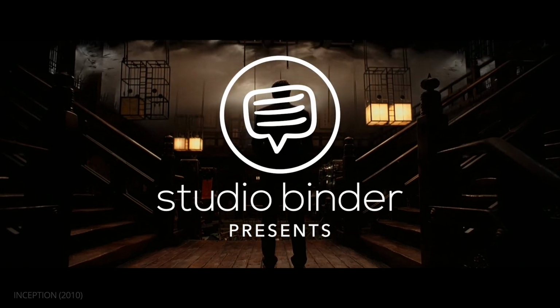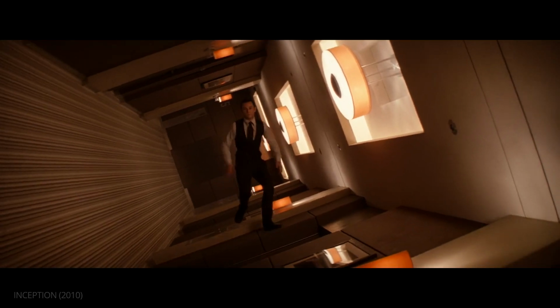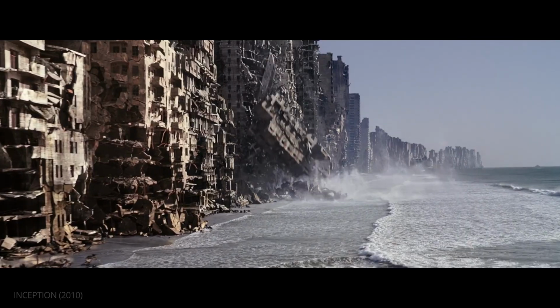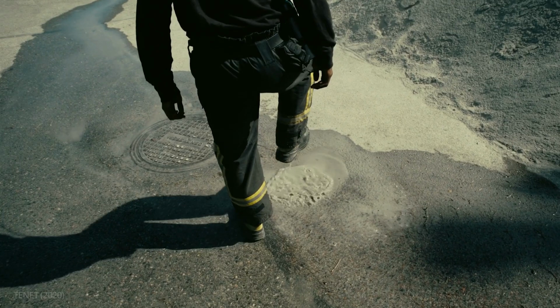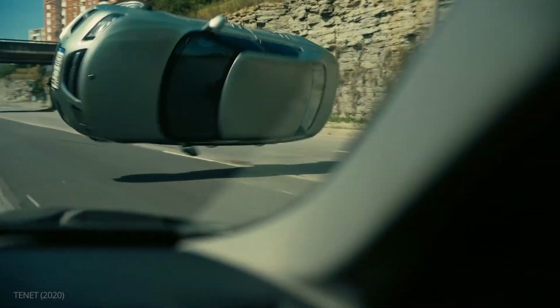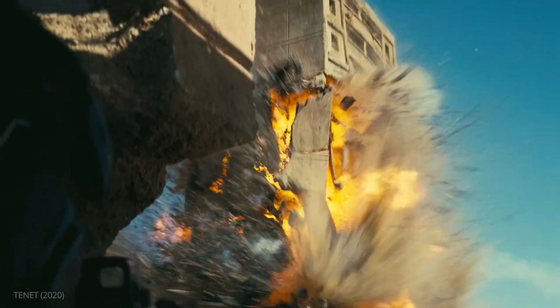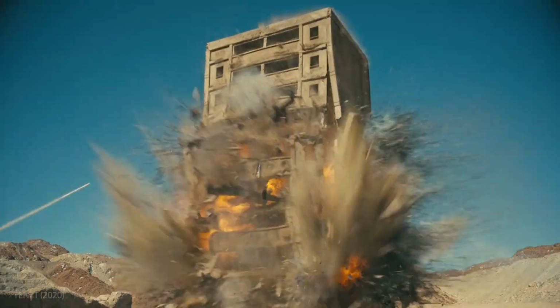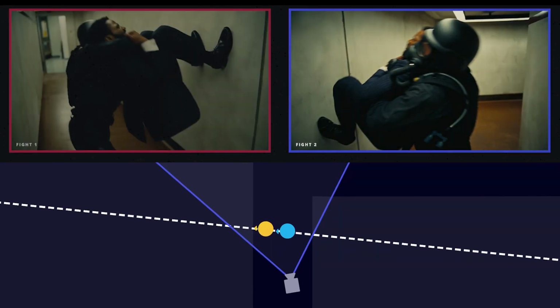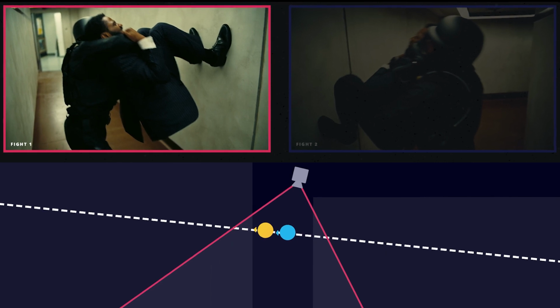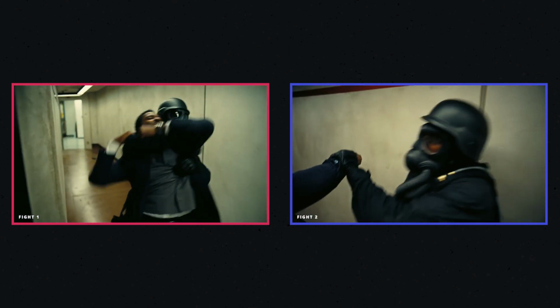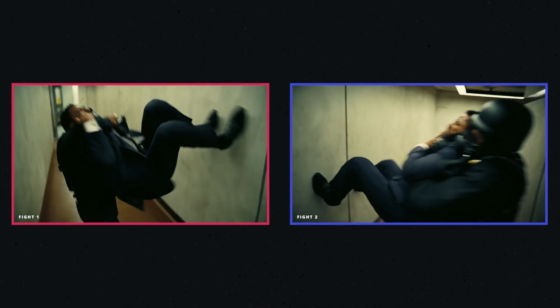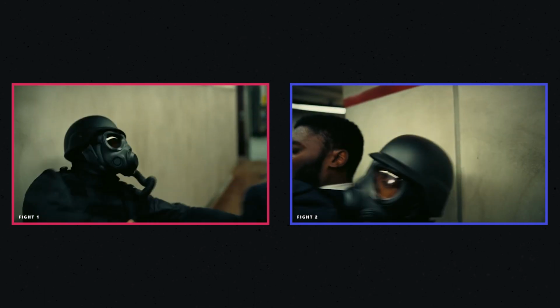Throughout his career, Christopher Nolan has directed some incredible sequences. With Tenet, he pushed the visual language of action set pieces by blending forward and reverse motion. But the real lesson we can take away from the Tenet airport fight is a matter of perspective. How did Nolan and his team create two versions of the same fight from two different points of view?